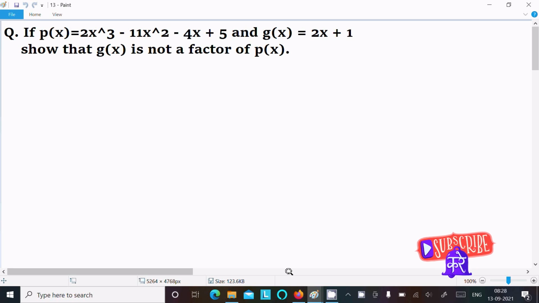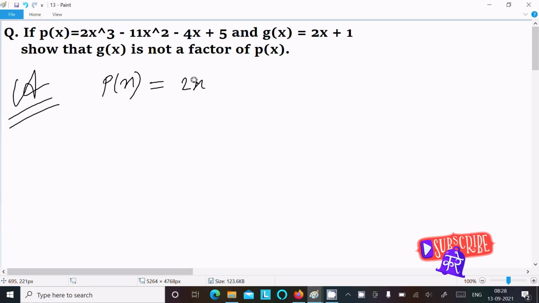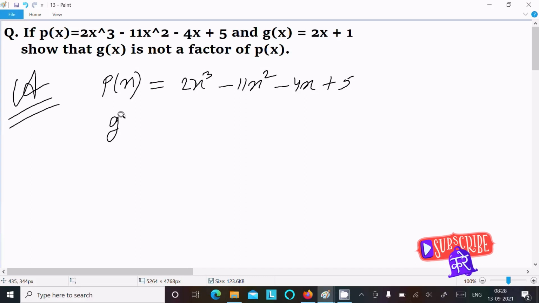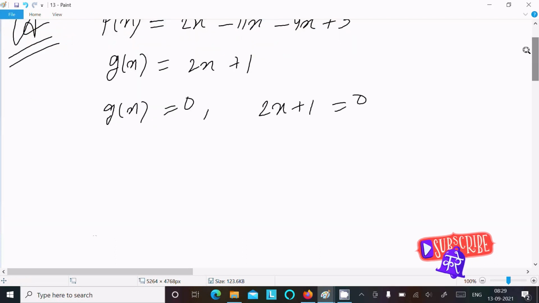In this video lecture, I'm going to show that g(x) is not a factor of p(x). So let's see the answer. Writing here p(x), that is 2x³ − 11x² − 4x + 5, and g(x) = 2x + 1. After that, by the remainder theorem, if g(x) equals 0, then we can write 2x + 1 = 0. So here 2x = −1, x = −1/2.